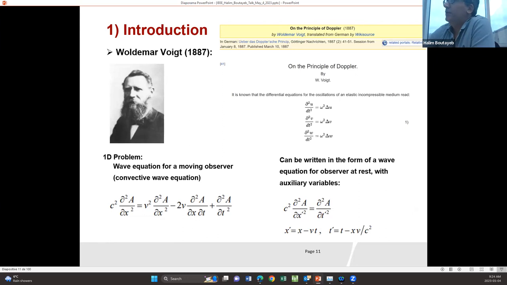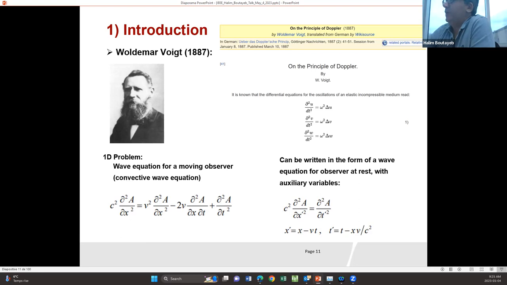In 1887, Woldemar Voigt wrote a paper called On the Principle of Doppler. And in this paper, he considered the wave equation with a moving observer. This is, for example, a 1D wave equation for a moving observer, which we can call the convective wave equation. In that paper, Voigt wanted to change the form of this wave equation to the more common wave equation, which is for an observer at rest.